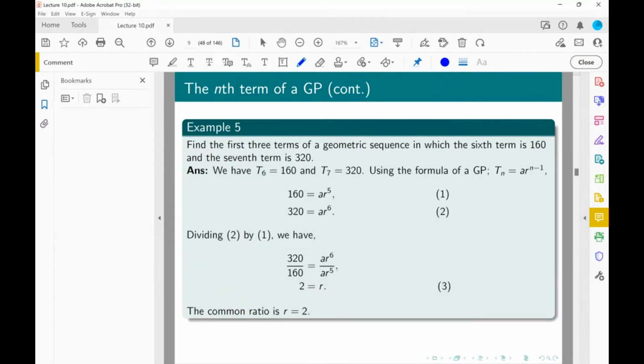By the way, is everyone happy with this slide? Just to check, we're okay with that move. Using simultaneous equations to solve for A and R, just the powers this time. So instead of subtracting, we can divide by this to get the common ratio.